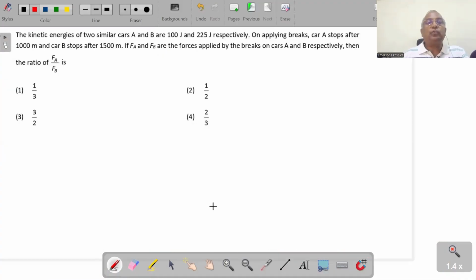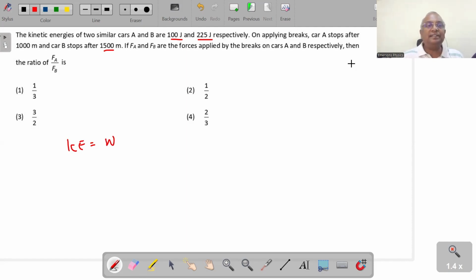The kinetic energy of two similar cars A and B are 100 joule and 225 joule respectively. On applying brake, the car A stops after 1000 meter. The B car stops after 1500 meters. If FA and FB are the force applied by the brake on car A and B respectively, then these forces are. Very easy question. Here we can apply the work energy theorem, work done to stop.